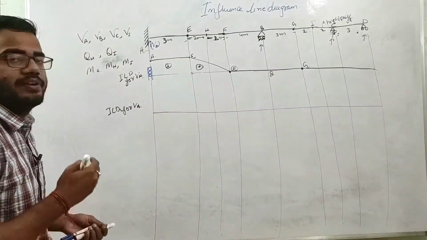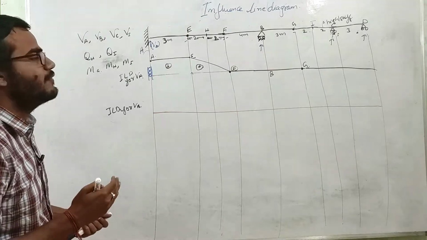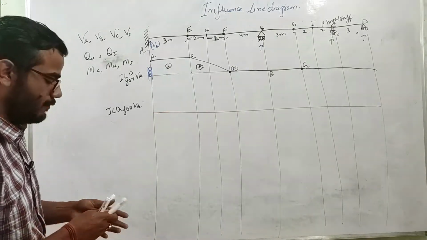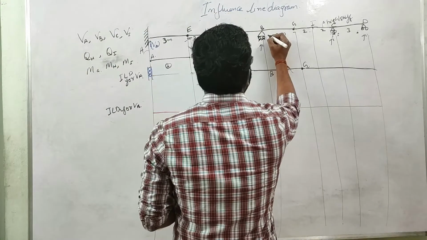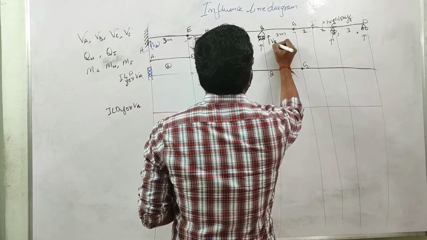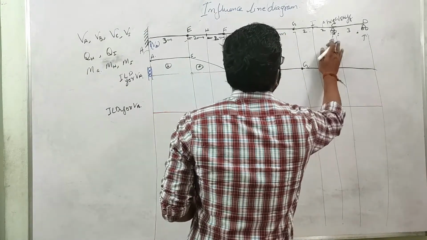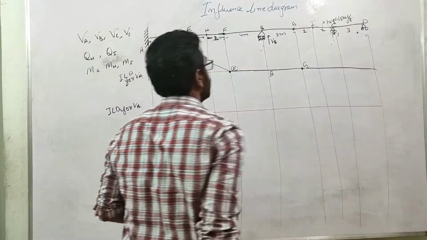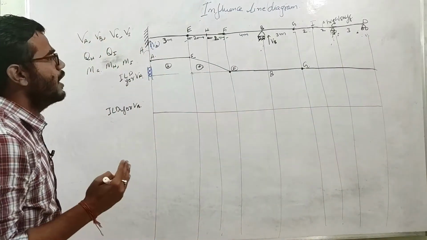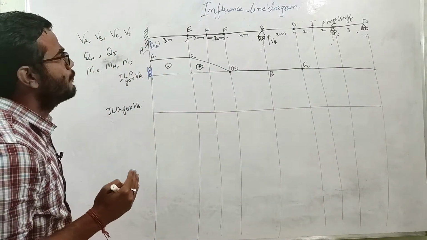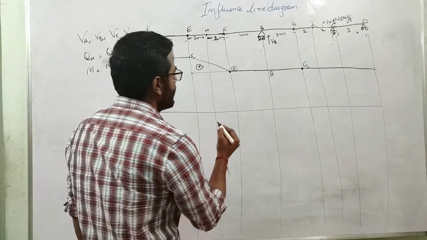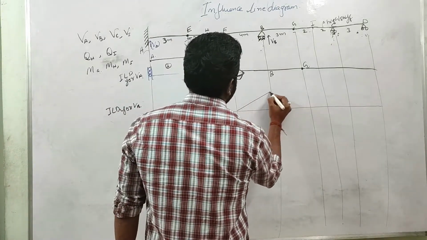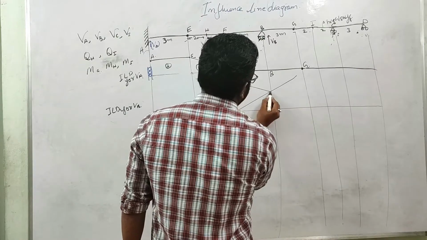Okay, we need to release the vertical reaction at point B, and we need to give unit deformation along that force. So I'm assuming the vertical reaction at point B is acting in upward direction. Now I have two options over here. Either this beam can deflect like this or it can deflect like this.